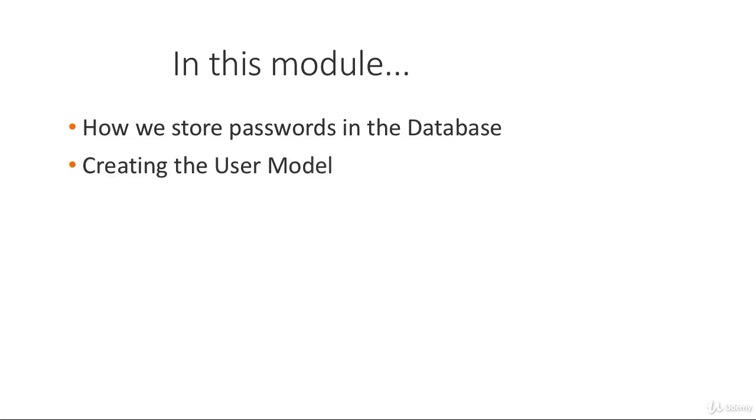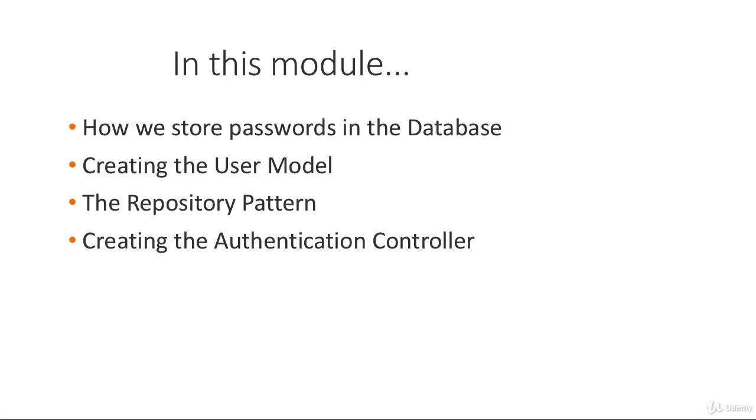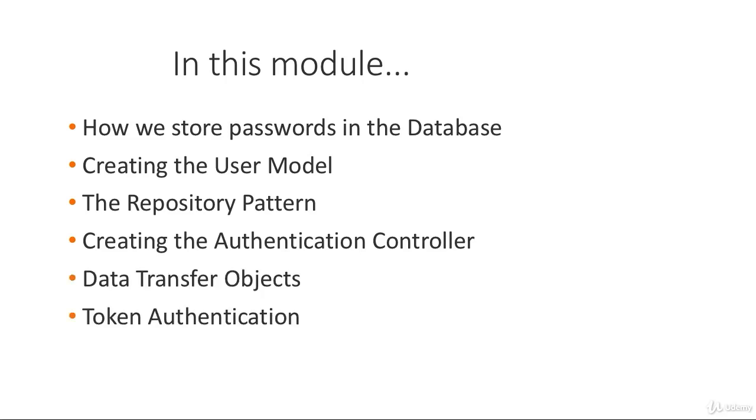We'll also look at creating the user model, and that means we'll be adding a new migration as well. And then we're going to take a look at the repository pattern and why we should use it. Then we're going to create the authentication controller. We'll also take a look at data transfer objects, and then we'll look at token authentication, because when a user logs in, we don't want them to have to keep logging in when they've gone away and come back within a short period of time. And then we'll also take a look at authentication middleware so that we can actually use authentication to protect our controllers and the methods inside our controllers.